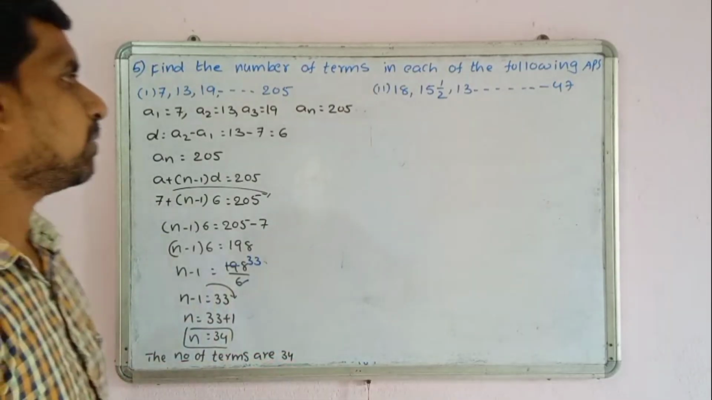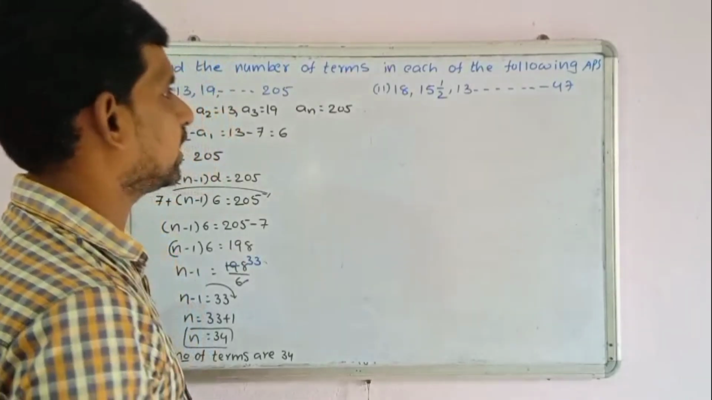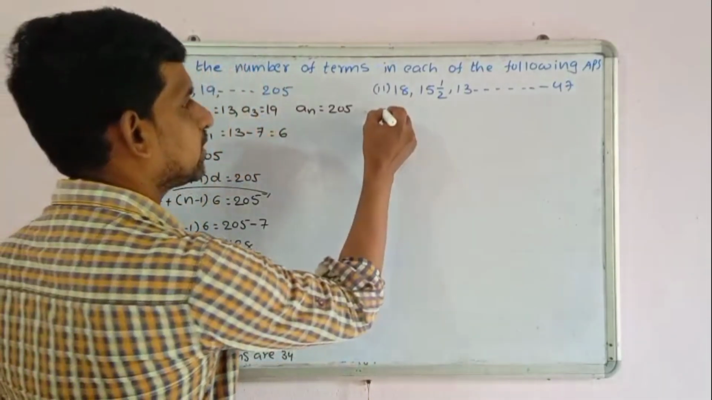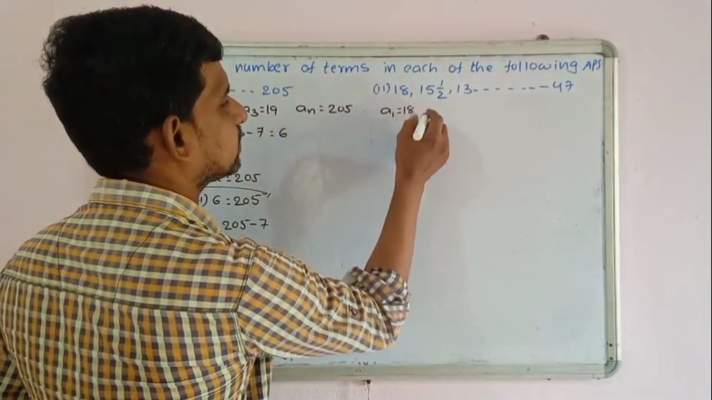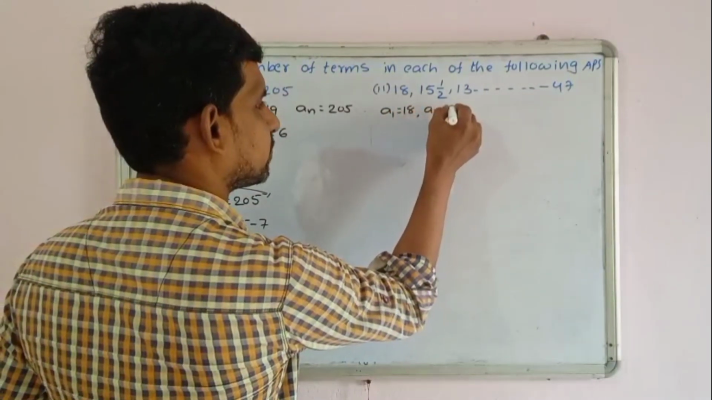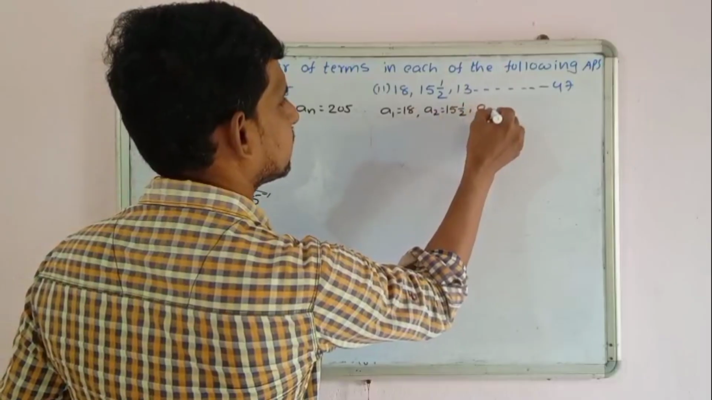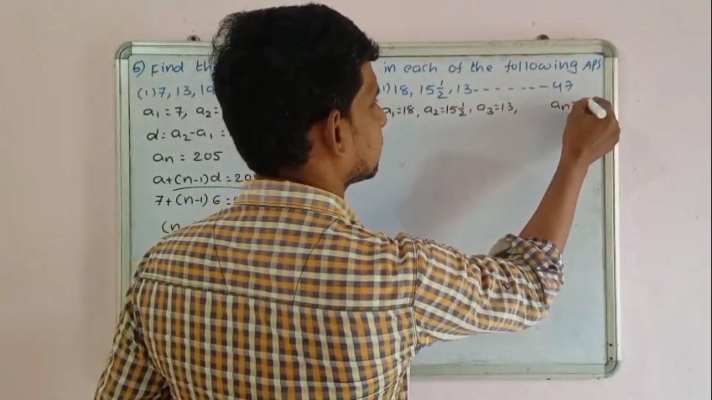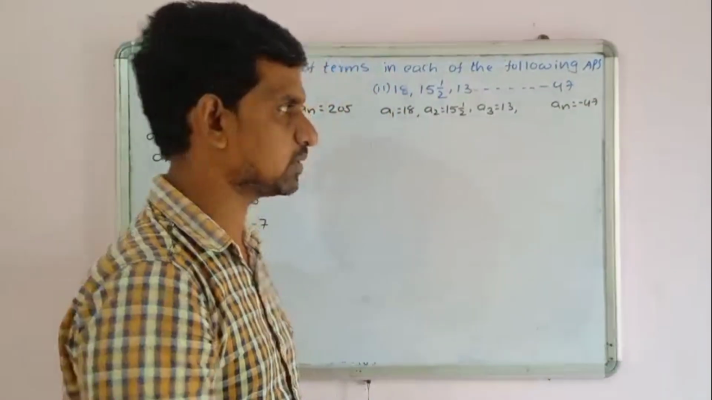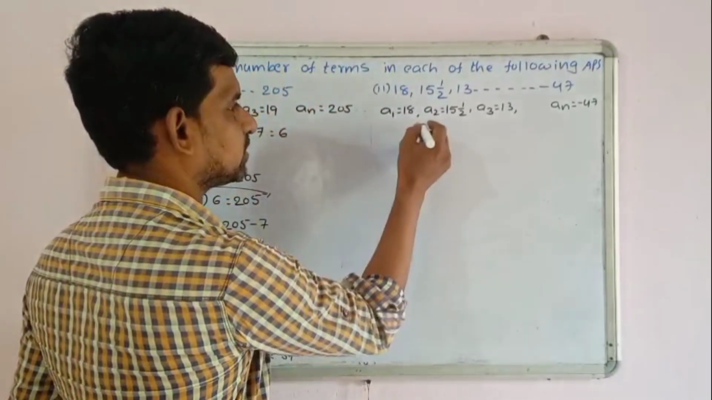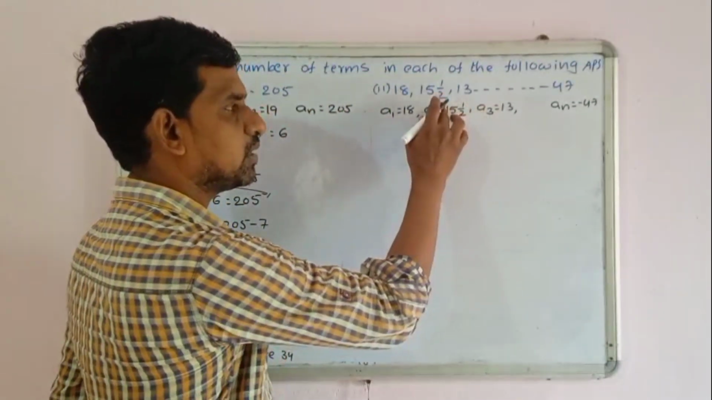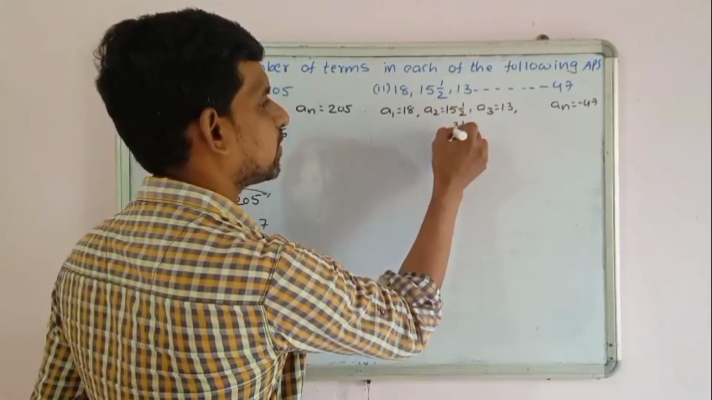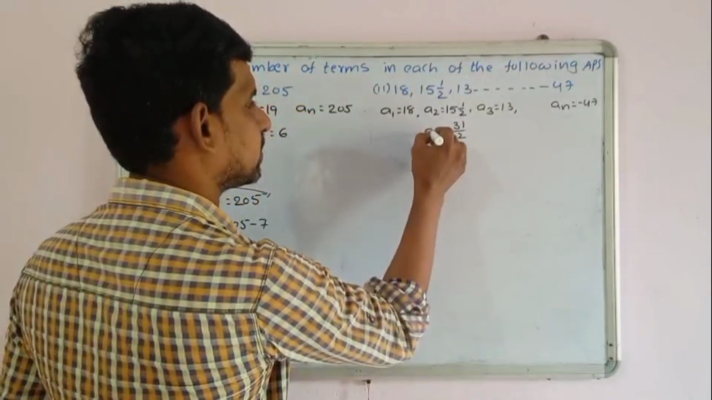Okay. Coming to the second one: 18, 15 and a half, 13, and so on, up to minus 47. Here A1 equals 18, A2 equals 15 and a half, A3 equals 13. So here an equals minus 47. So how many terms are there? Same concept. First convert this into an improper fraction. 2 15s are 30, 30 plus 1 is 31 by 2. A2 is 31 by 2.